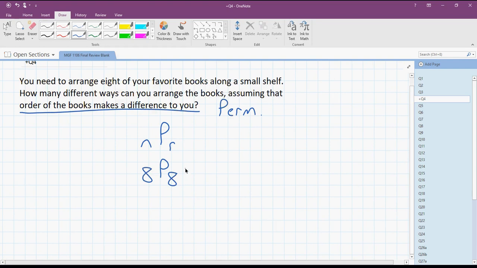You can also run it as the factorial formula. Remember, the formula would be n factorial divided by n minus r factorial. That's the permutation formula. There you go. So there are 40,320 different ways we can arrange our books. Yes, you get the same thing by doing the factorial. Just be careful about that, because it doesn't always work that way. Okay?